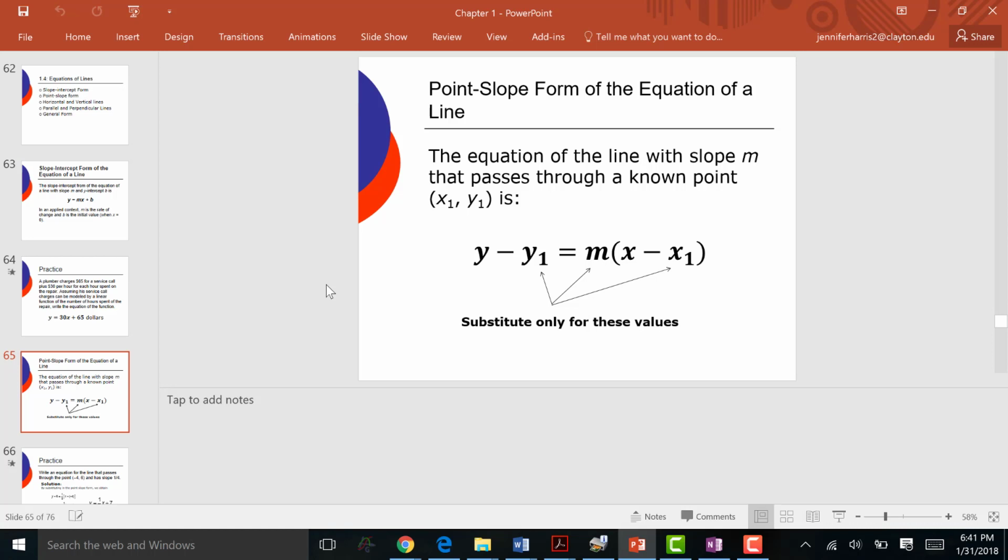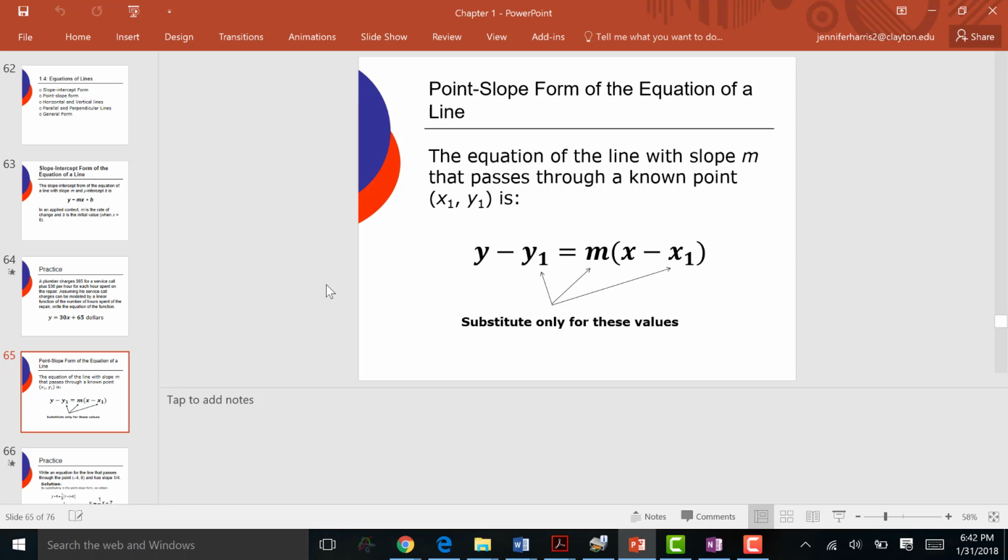All right, here is the new equation that you hadn't seen yet. It's called the point-slope formula, and it reads just like it looks on the screen. Y minus Y1 equals M times X minus X1. Now, this is what you're going to need to use in order to write an equation.